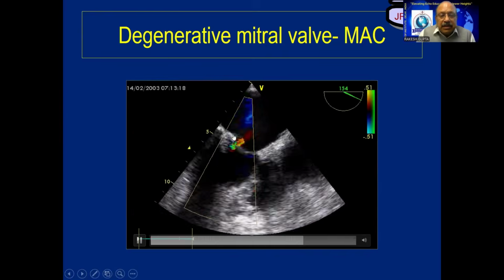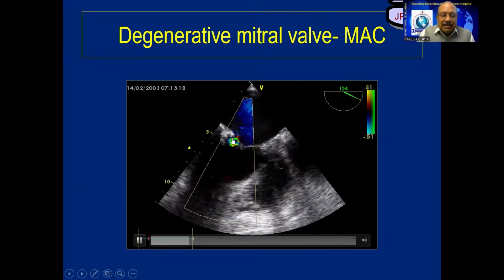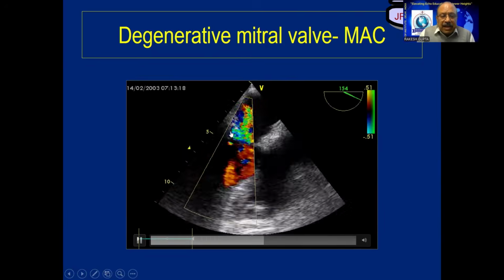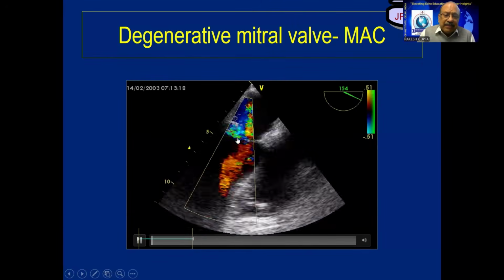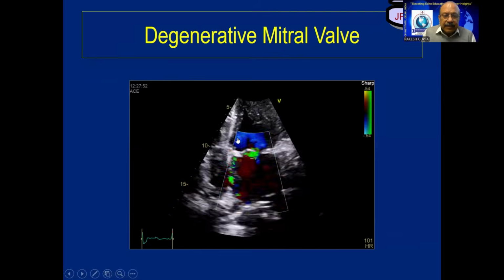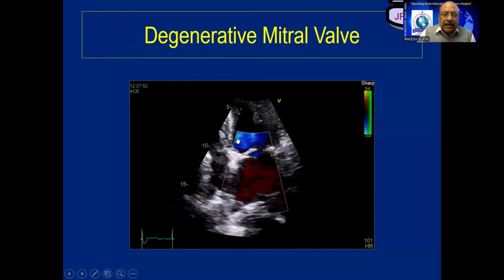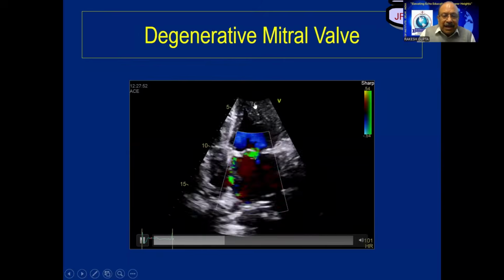This is degenerative flail leaflet. Calcification, degenerative, and the leaflet becomes flail. Again, degenerative, thickened, and apical hypertrophy.